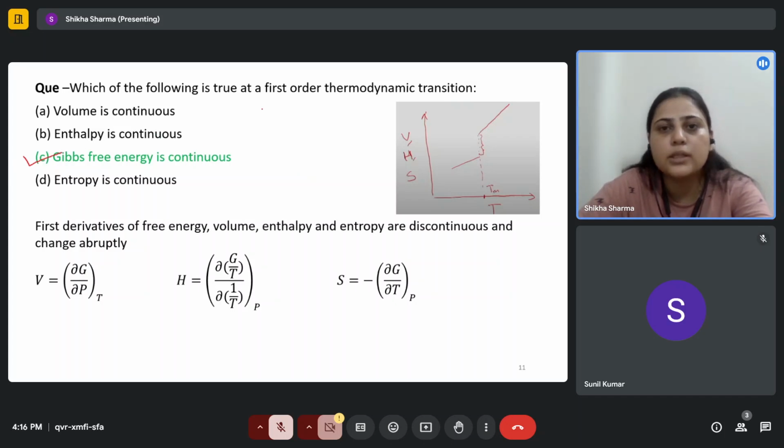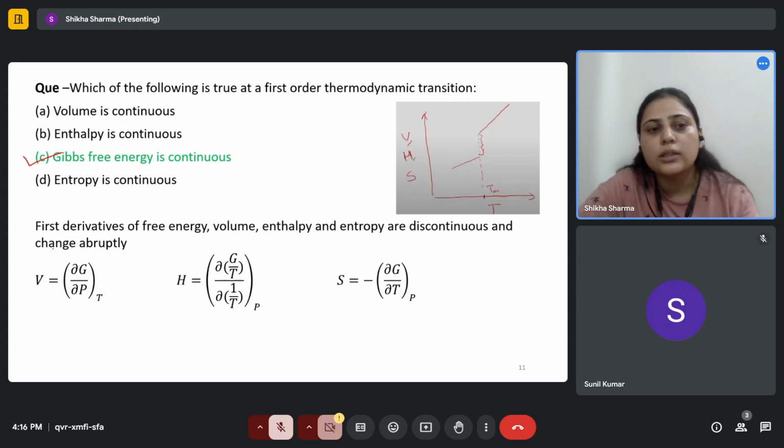What happens is, in first order thermodynamic transitions, the first derivatives of the free energy, or the Gibbs free energy, which are the volume, enthalpy, and entropy. Volume is del G, the Gibbs free energy, by del P, the pressure, at constant temperature. This is the first derivative for volume. This is the first derivative for enthalpy, and this is the entropy formula, right? So these first derivatives are discontinuous and they change abruptly.